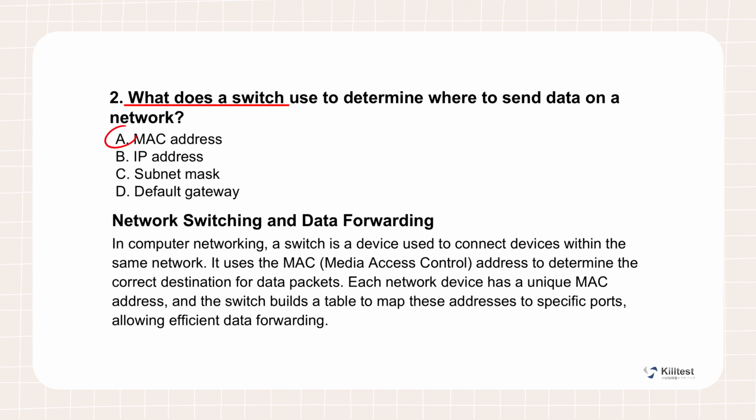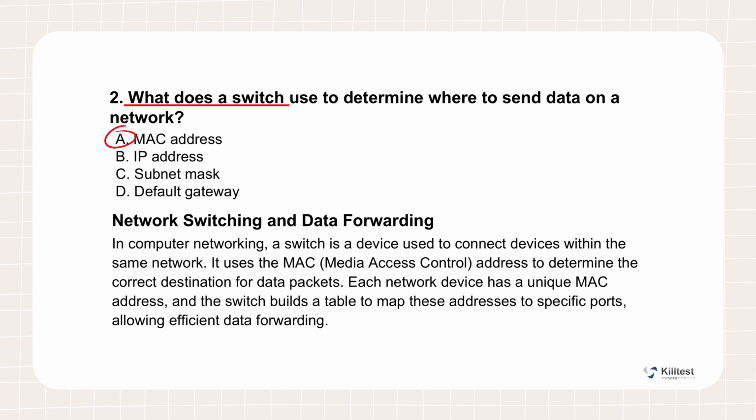Yeah, exactly. A switch is mostly concerned with the devices plugged right into it on the same local network. Every network card in your computer, your phone, whatever, has this unique hardware ID. That's the MAC address. So the switch isn't looking out at the whole internet, just its immediate neighbors. How does it use those MAC addresses then? Well, it learns. It builds this thing called a MAC address table.